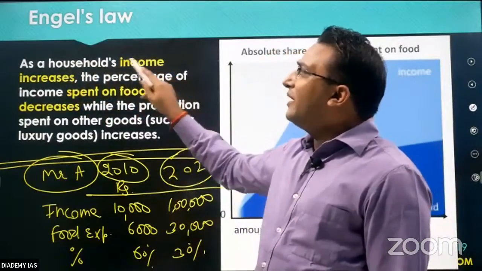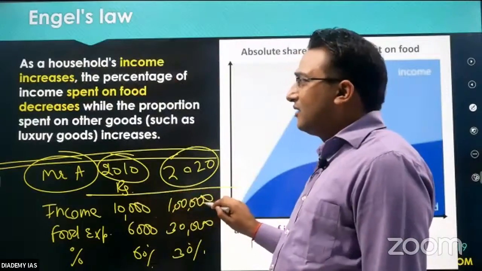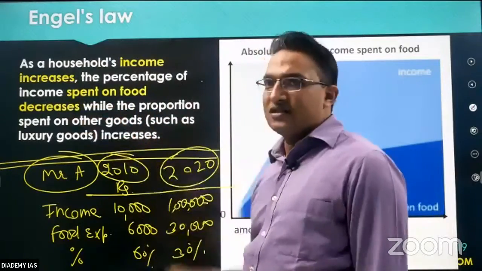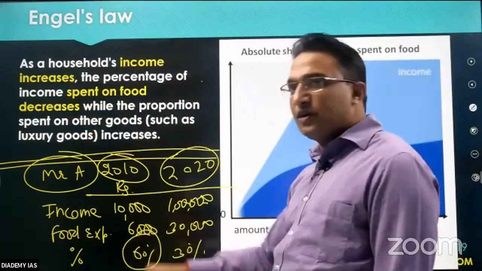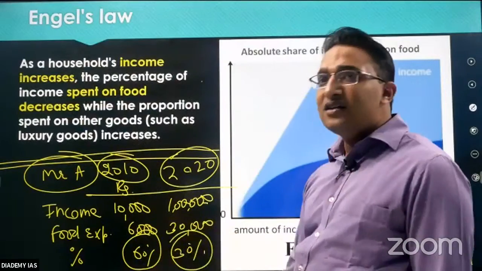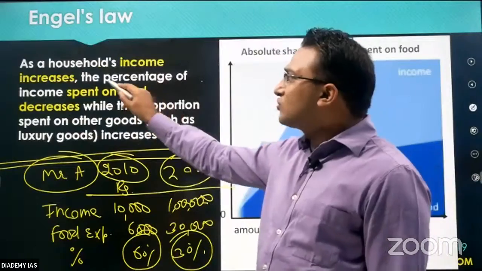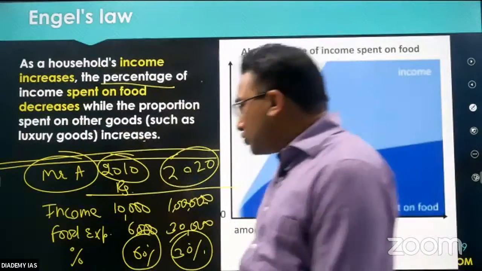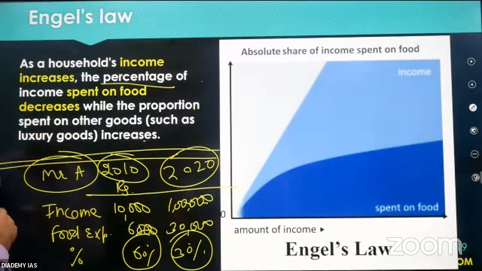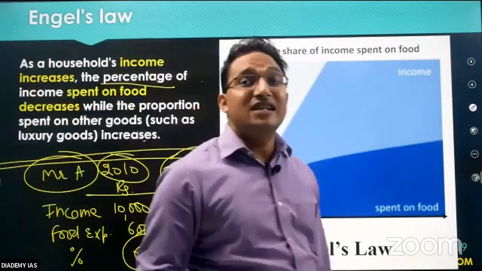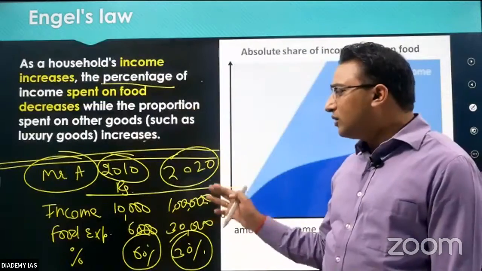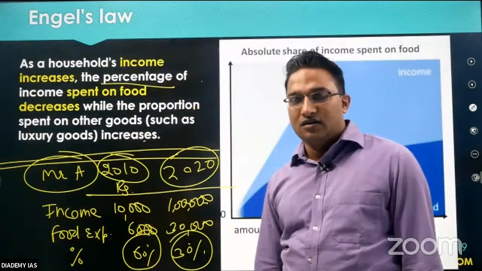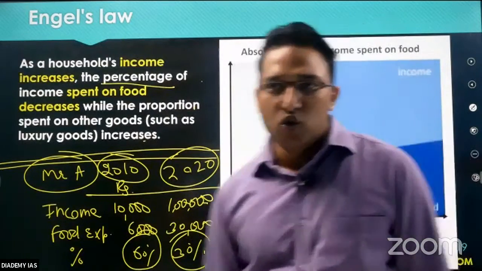So as the household income increases from 10,000 to 1 lakh, household income increase हो रही है, the percentage of income spent on food decreases. So here the percentage of income spent on food was 60%. Here the percentage of income spent on food was 30%. So this percentage is actually decreasing, while the proportion spent on other goods increases, right? So earlier 60% was spent on food, 40% was spent on other goods, luxury goods, other necessities. But now 30% is spent on food, 70% is spent on other products, right? So this is called Engel's law. इसको हम बोलते हैं Engel's law.